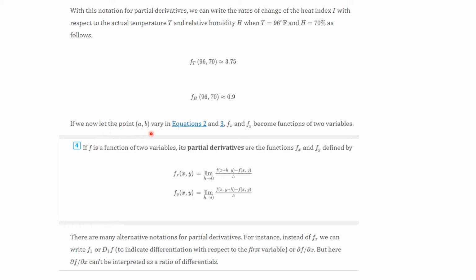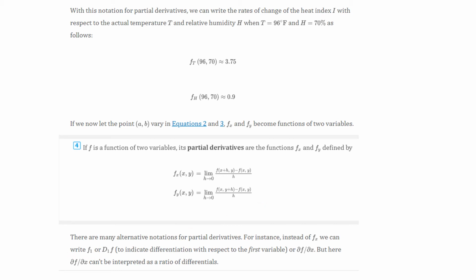Now, if we let that point (a, b) vary in the equations that we talked about, these become, in the same way they did with single variable calculus, functions of two variables. So here is a definition for you. If f is a function of two variables, its partial derivatives are the functions f sub x and f sub y, defined by f sub x is equal to this limit, and f sub y is equal to this limit.